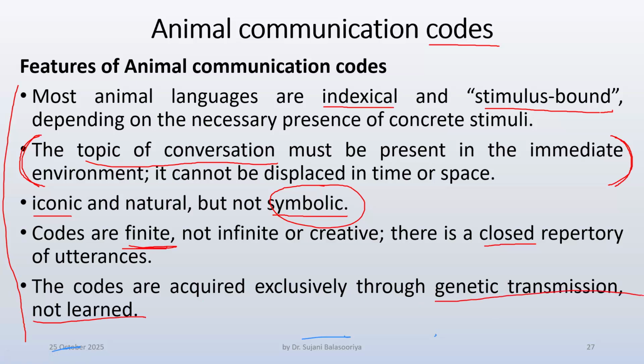They are codes, so they are patterns. Their utterances are coming from genes. That means these animals inherit their languages, whereas human beings do not inherit. In other words, I can say animal languages are genetic, whereas human languages are not genetic. They are culturally transmitted. Animal languages are genetic, or else we can say they do not learn languages. Right? Animals do not learn language.